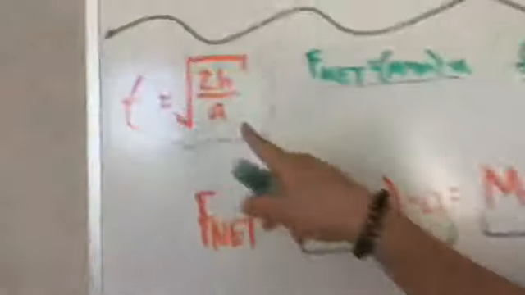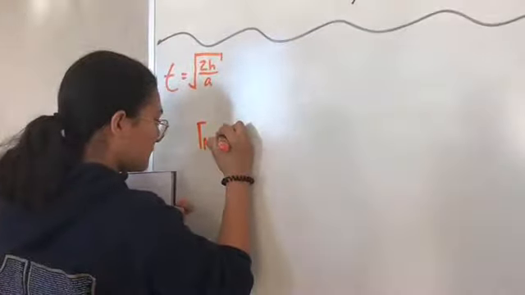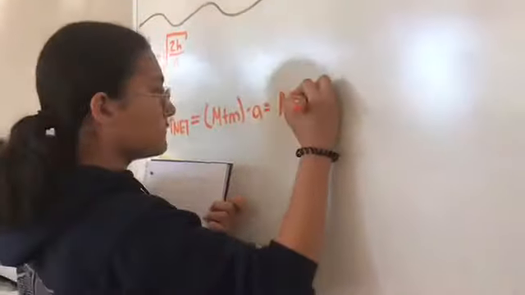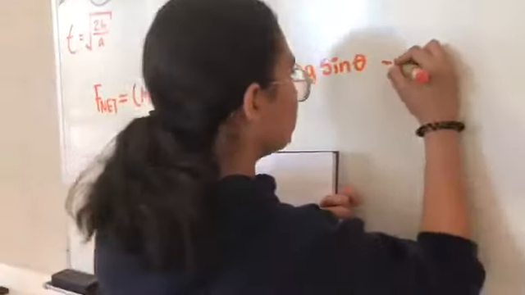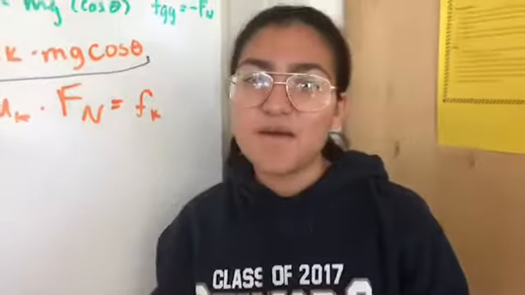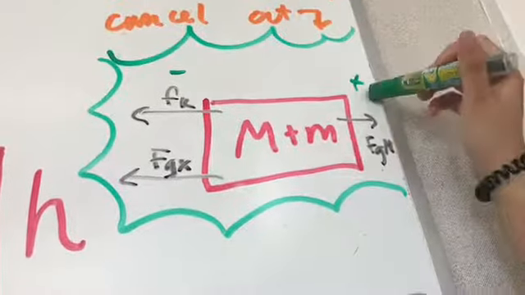So now we have to derive an equation for acceleration because it is not given. In order to do that, we derive an equation with the things that we are given. We're going to use F net, which equals the sum of all the forces, to derive an equation for a. So now we redraw the diagram because some of the forces cancel out, and these are the forces that we are left with. This is going to be the negative direction and this will be the positive direction.